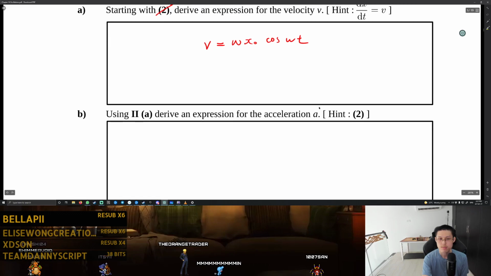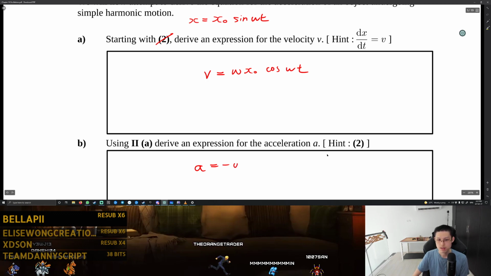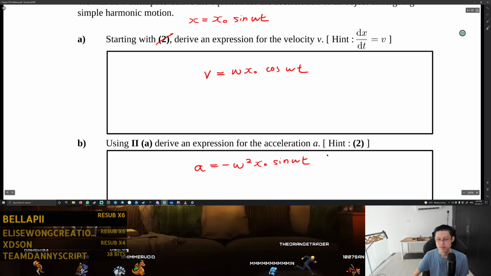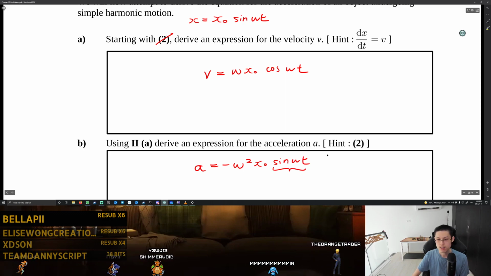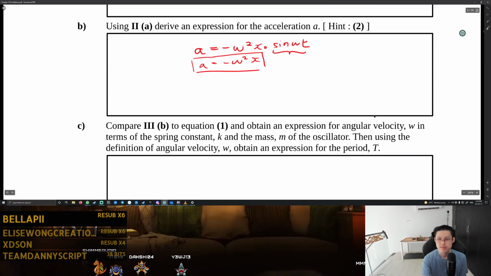And then part B, derive an expression for the acceleration. So you just differentiate this with respect to time again. And you see that this here is actually just x. And therefore you get a equals negative omega squared x. Okay.